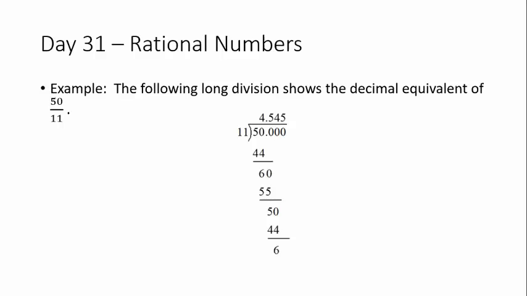Here we have another example. We're using long division to determine the decimal equivalent of 50 elevenths. We divide 11 into 50. 11 is a prime number, and because it's not 2 or 5, we know this one will repeat. So notice the division taking place here, and notice the repeating pattern that is beginning.